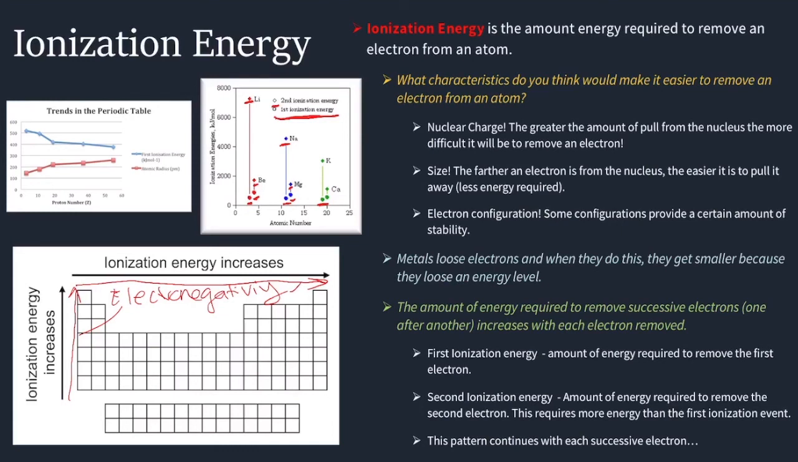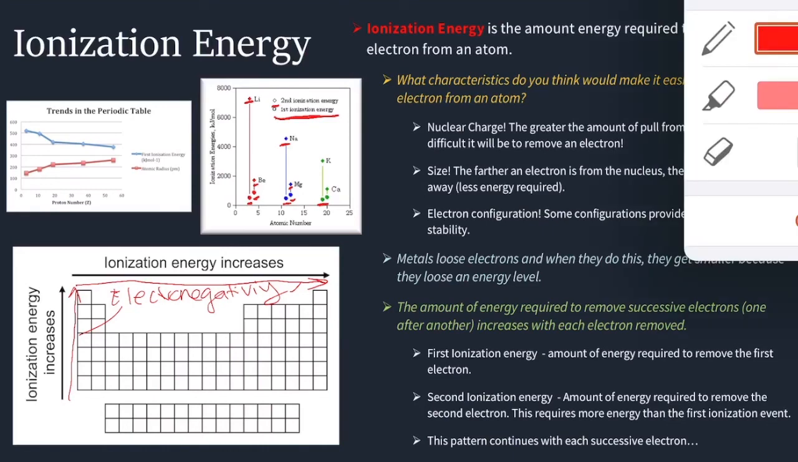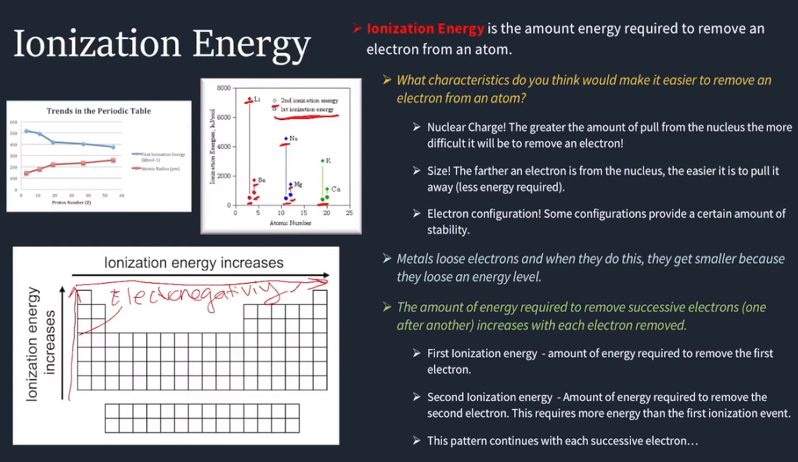All right, and then atomic radius is going to increase going the other way. So if we're talking about atomic radius, which I'll make a different color here, I'll make that green, atomic radius is going to increase going the opposite way. So it increases going this way, and it increases going down.